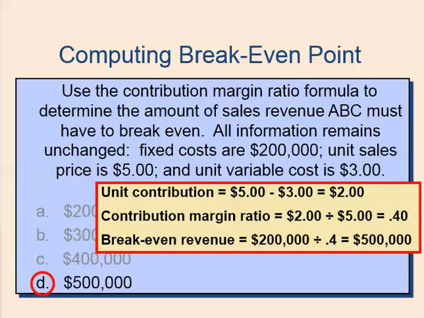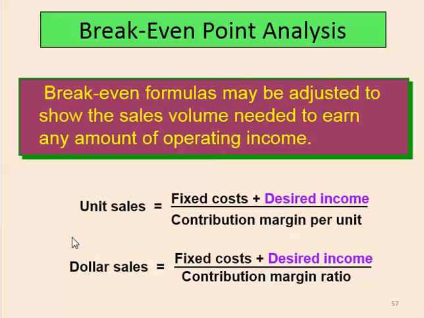Now we can take that a step further because most business owners don't just want to break even. They actually want to make money, which is where that cost volume profit analysis comes into play. So we can take the same formulas and just add this desired income to our fixed costs. So fixed cost plus desired income divided by contribution margin per unit will tell us how many sales we need to break even plus make the desired profit. Or we can do the same to determine how much we need to sell in dollars. Fixed cost plus the desired income divided by contribution margin ratio.